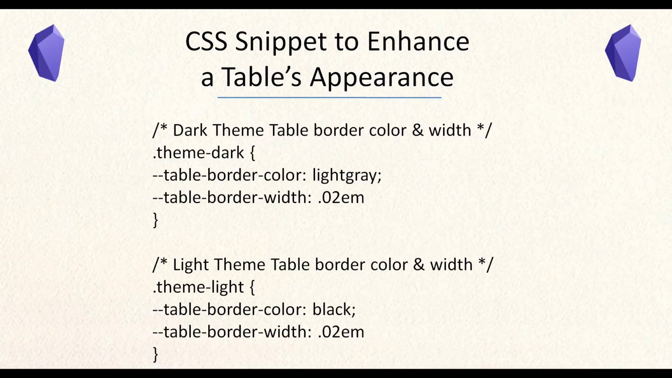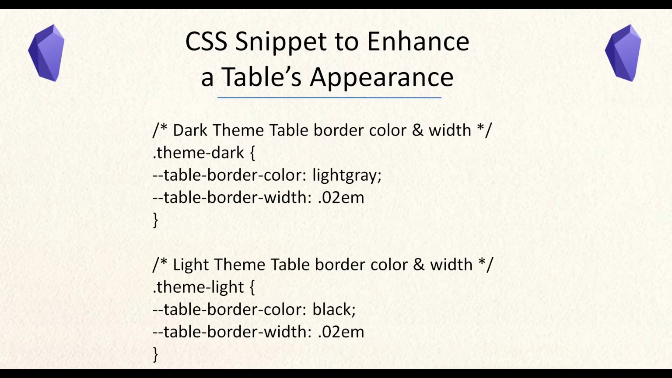In this snippet, the lines that begin with a /* and end with an */ are called comments. They are not executed as code by Obsidian, but are intended to tell a human who is reading the code what the code does. The remaining parts are the actual code. As you can see, the first block of code applies to Obsidian's dark theme, and sets a color and a width for a table's border. And the second block of code does the same for Obsidian's light theme.